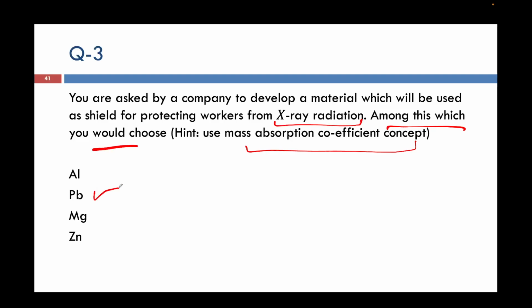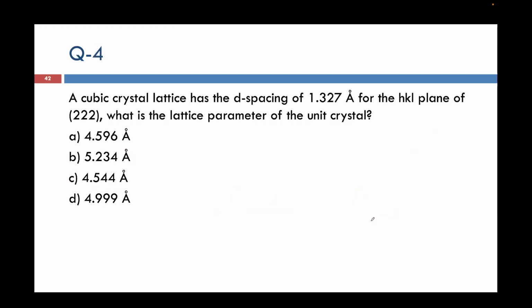So lead is one of the shielding materials which is used, and for this reason, in all conventional X-ray diffractometers, the entire setup is covered in glass. That glass is made of lead glass, because lead glass has a high mu by rho, that is, mass absorption coefficient, so it will absorb the X-rays and will not be harmful to you.